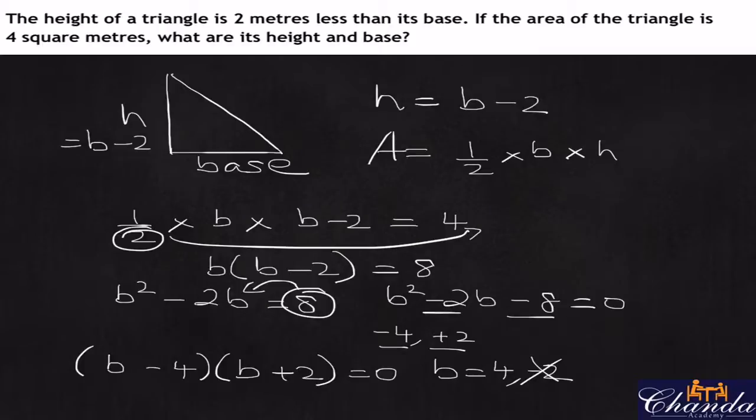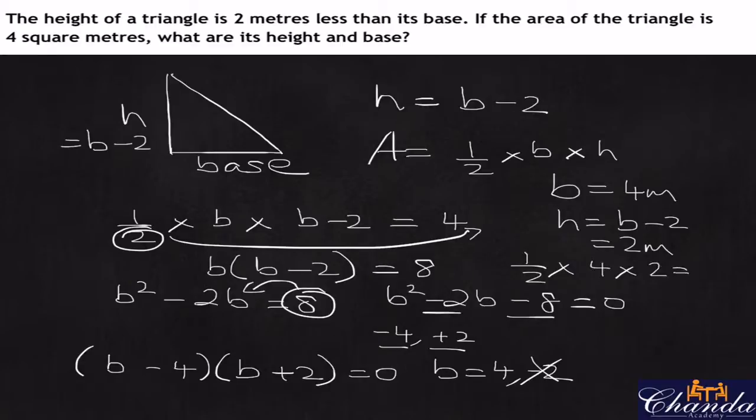Now, if the base is 4 meters, the height, which is obviously b minus 2, or 2 meters less than the base, is simply 2 meters. And guys, we can also double check our answer here, because half times base, which is 4, times height, which is 2. So half times 4 is 2, times 2 is 4, which is in fact the area that we have been given in the question. So that's one way to sanity check and make sure that the answers that you've got is correct, which is one of the really great things when it comes to quadratic equations, linear equations, etc.